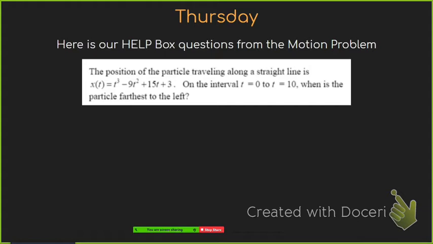And then it says on the interval t equals 0 to t equals 10, when is the particle farthest to the left? When is the particle farthest to the left? Okay, so what does that mean? What are we looking for? What would this look like?